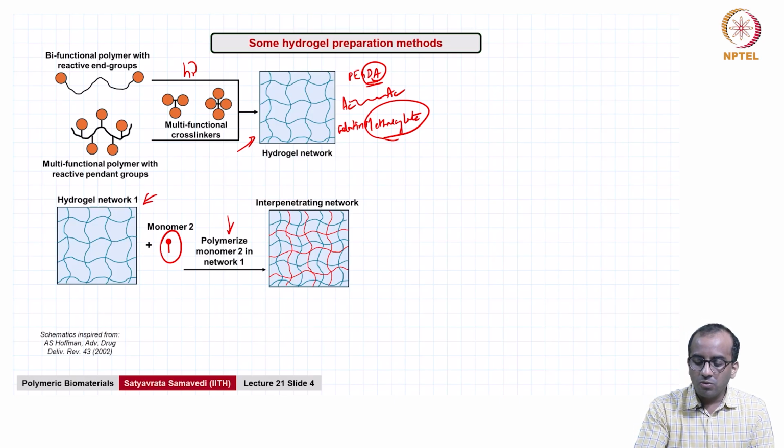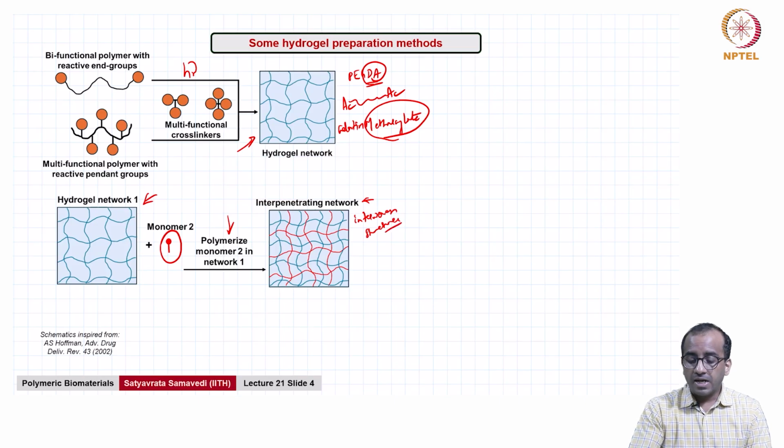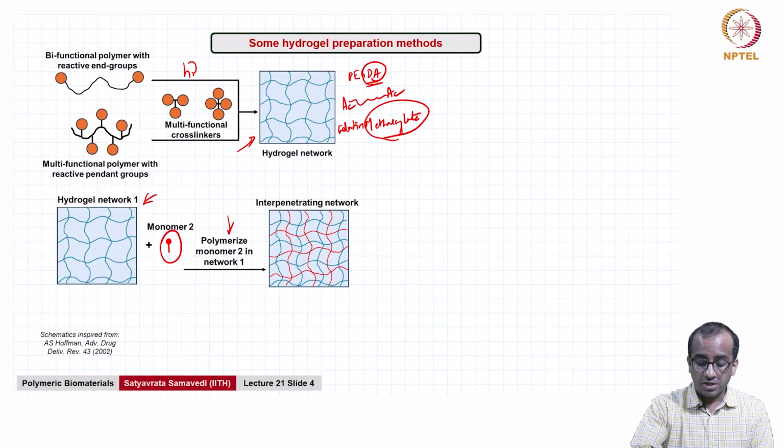That is going to lead to this interlaced or interwoven kind of a structure called an interpenetrating network or IPN, which has a lot of important applications in biomedical engineering, particularly tissue engineering and controlled drug delivery. So, this is another way to make hydrogels.